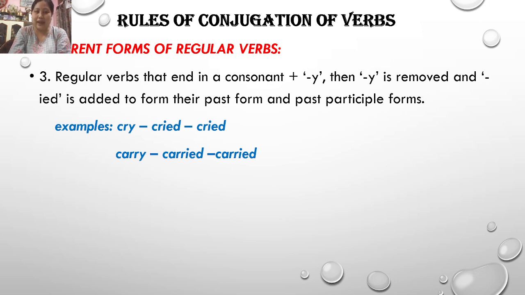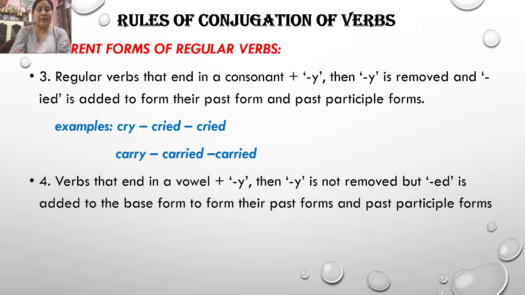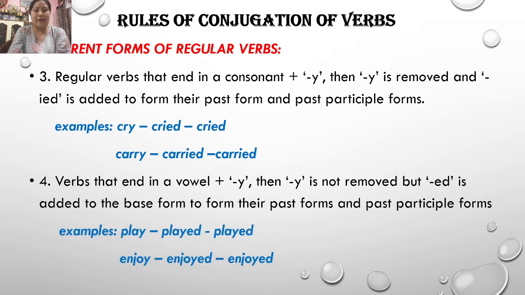Similarly, carry, carried, carried. Another form of regular verbs is those that end in a vowel plus y. Then the y is not removed, but ed is added to the base form to form the past form and the past participle. Let's see the example. Here play is a regular verb that has a vowel plus y as the last two letters of the word. Whenever it forms its past form and past participle form, it just adds ed after it.